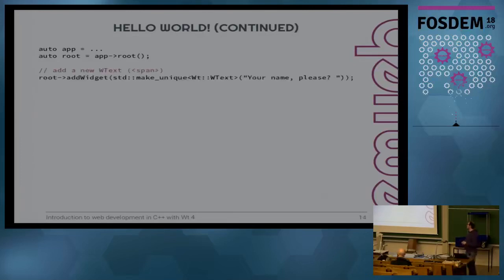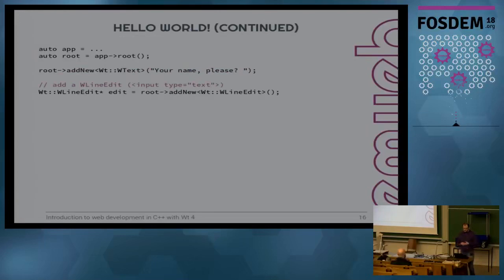And so we're going to add a WText. So you make a new WText, give it some string, and then use addWidget to add it, which is a bit verbose. So we shorten that to just addNew, which does exactly the same. Then we'll create a line edit, which is our input. And then addNew also returns a raw pointer so that we can refer to this edit later.